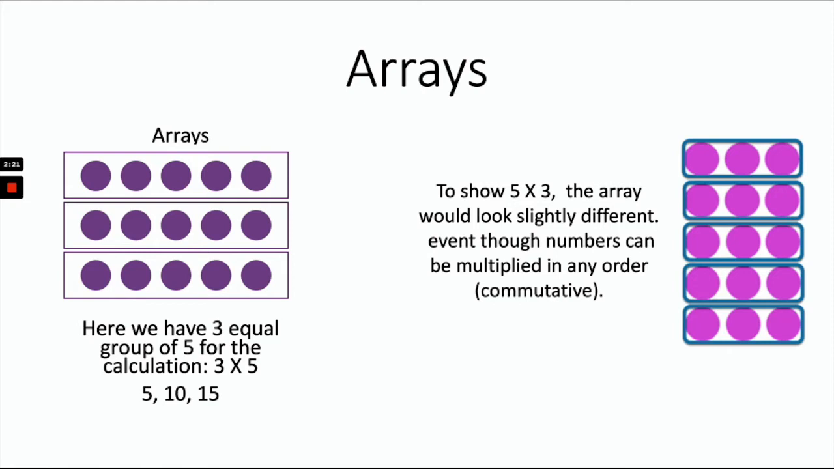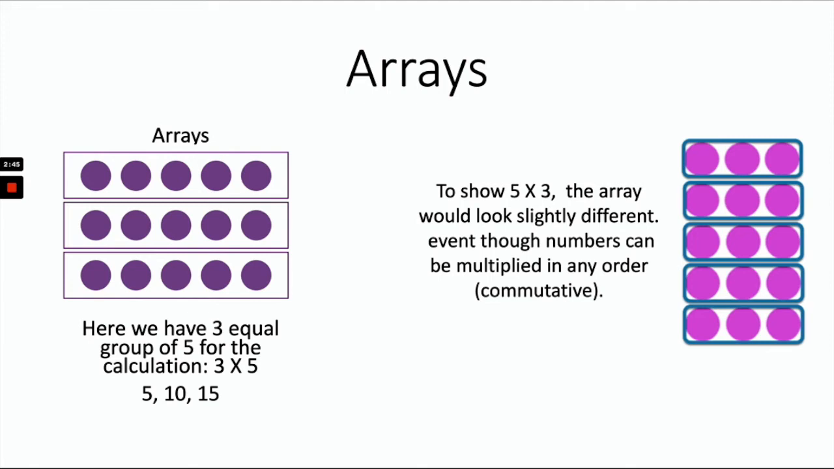And here we have arrays. And arrays are slightly more formal in the fact that they need to be organised into columns and rows. We've got in the first example to the left 3 equal groups with 5 in each. So this encourages the children to count in multiples. They can count the first row 5, the second row 10 and the third row 15.